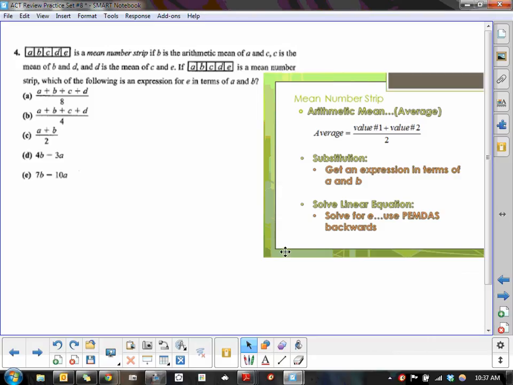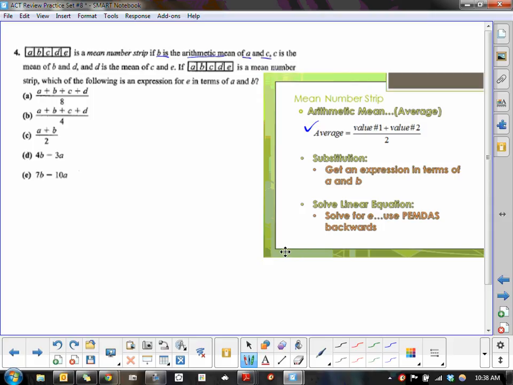Question number 4 is in regards to an arithmetic mean strip. A mean strip is nothing more than finding the average between two numbers. So part of what we're interpreting here is that B is the arithmetic mean between A and C. So when we do that, we're going to average A and C to get B.